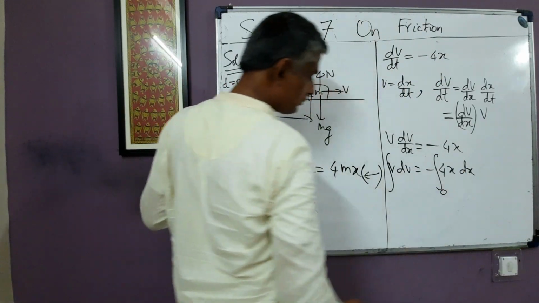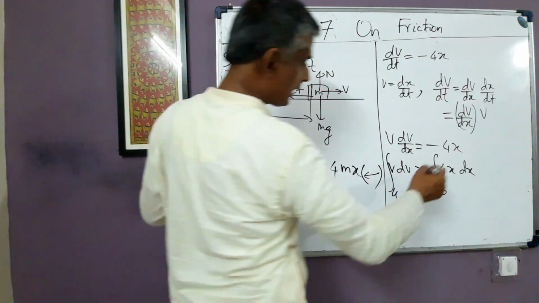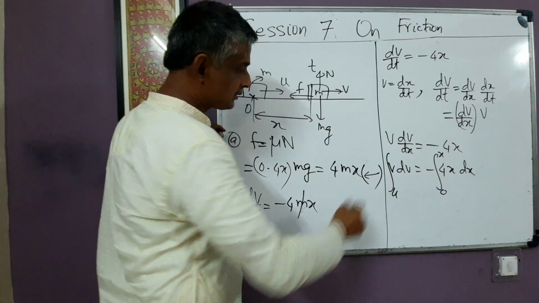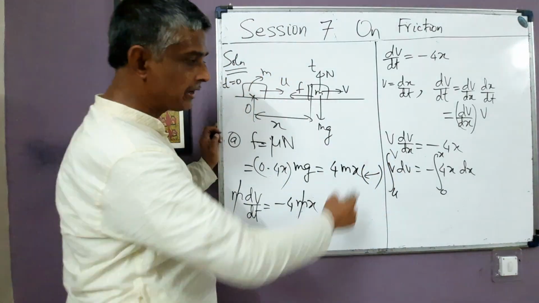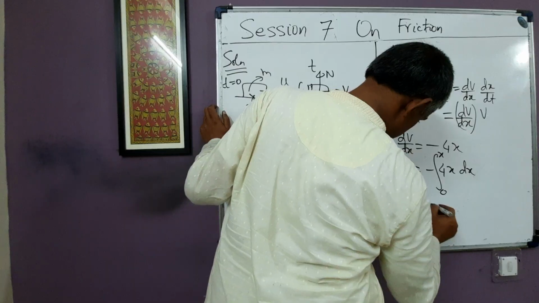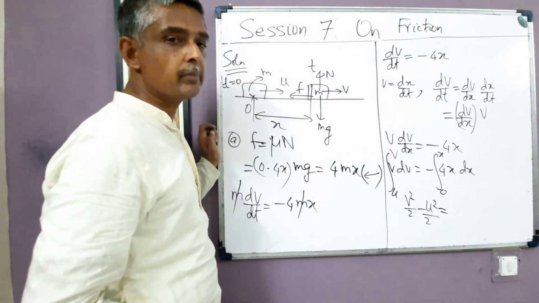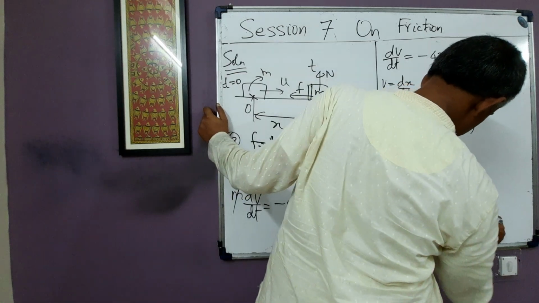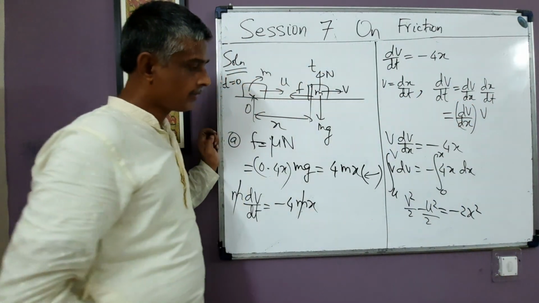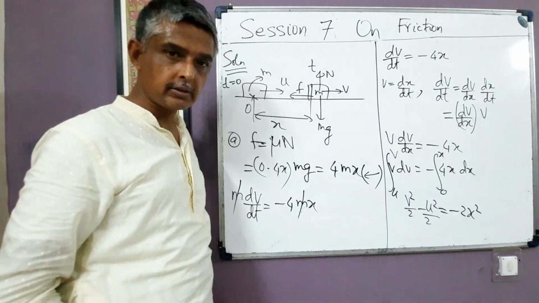Now I integrate this equation on both sides. Initially x is 0, then corresponding value of v is u, 20 meter per second. Upper limit x becomes x, corresponding v becomes v. Integrating and inserting limits, v square by 2 minus u square by 2 is equal to minus 2x square, since the integral of minus 4x dx becomes minus 2x square.